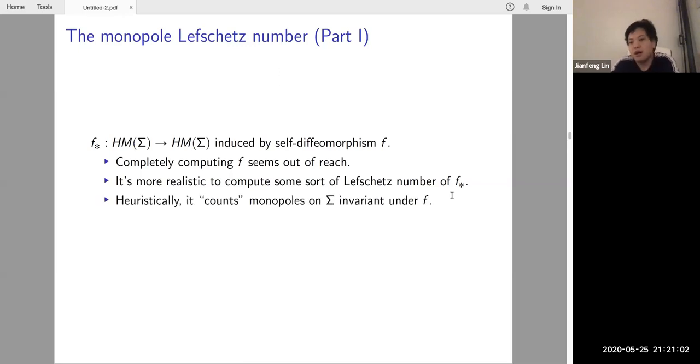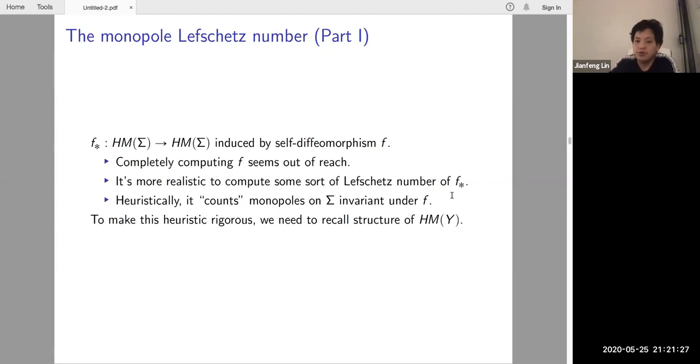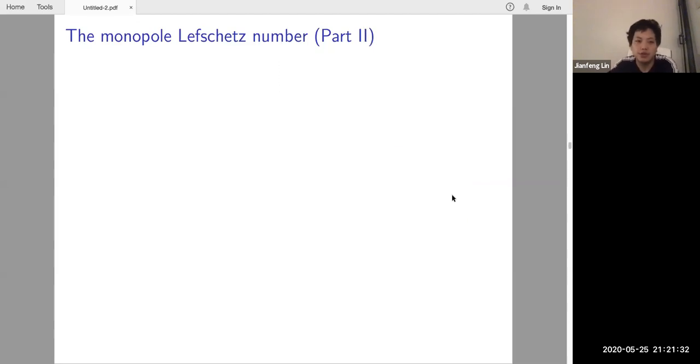Think about the Lefschetz fixed point theorem for finite dimensional simplicial complexes. Such a Lefschetz number, heuristically, should count monopoles, or solutions of the Seiberg-Witten equations on the three manifold, that are invariant under your diffeomorphism F. In order to make this heuristic rigorous, we need to recall the structure of the monopole Floer homology. So let's do that now. We will be mostly focused on this version, HM to.